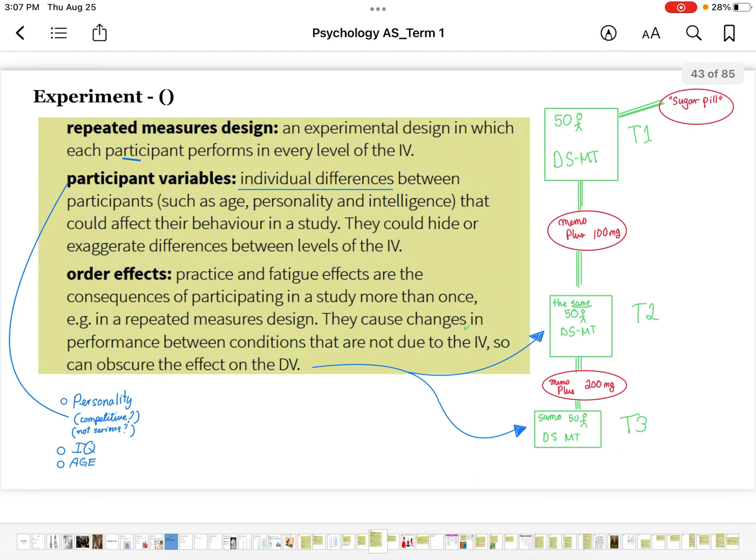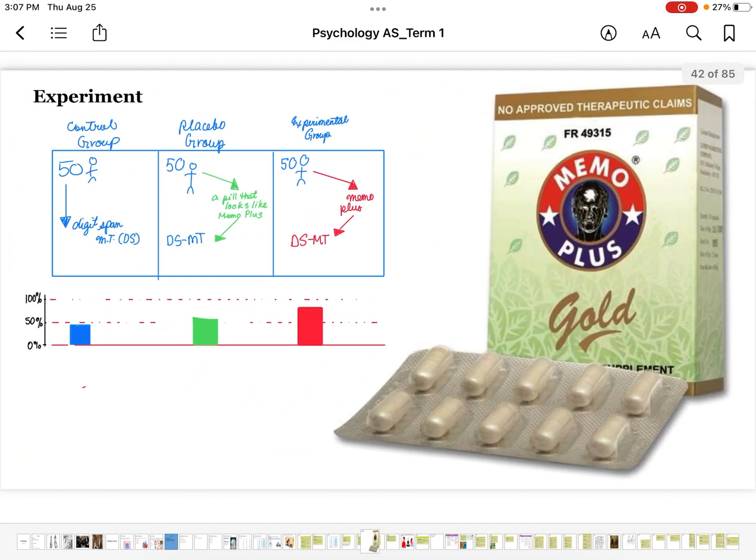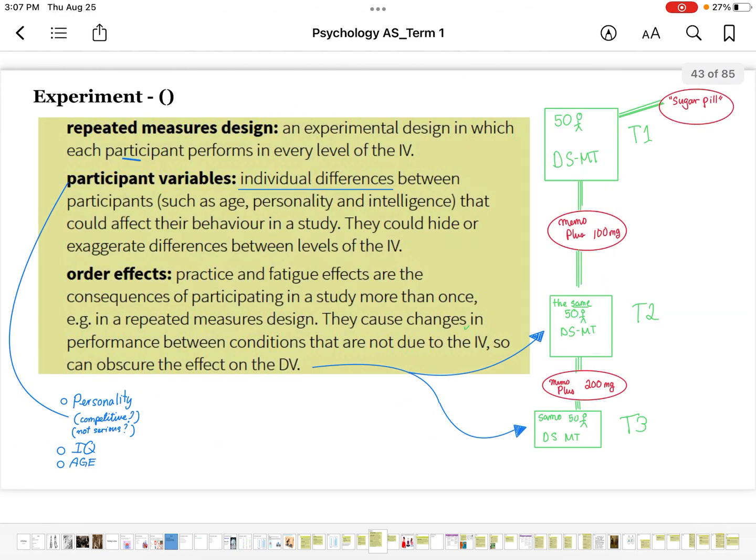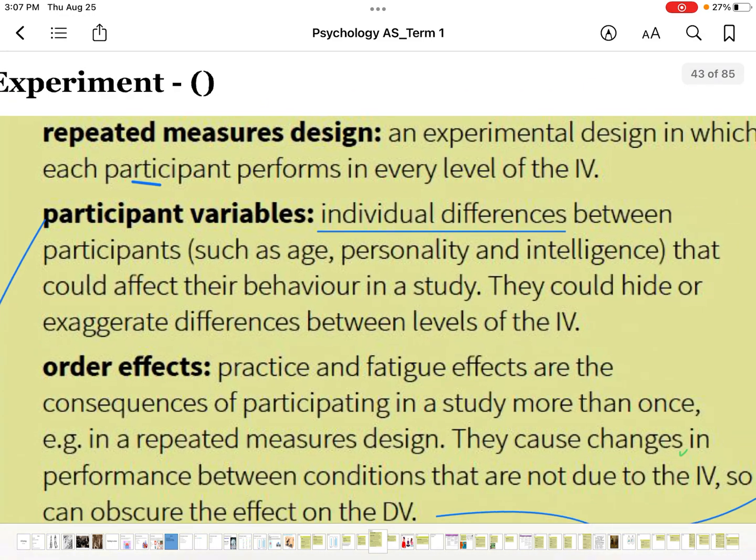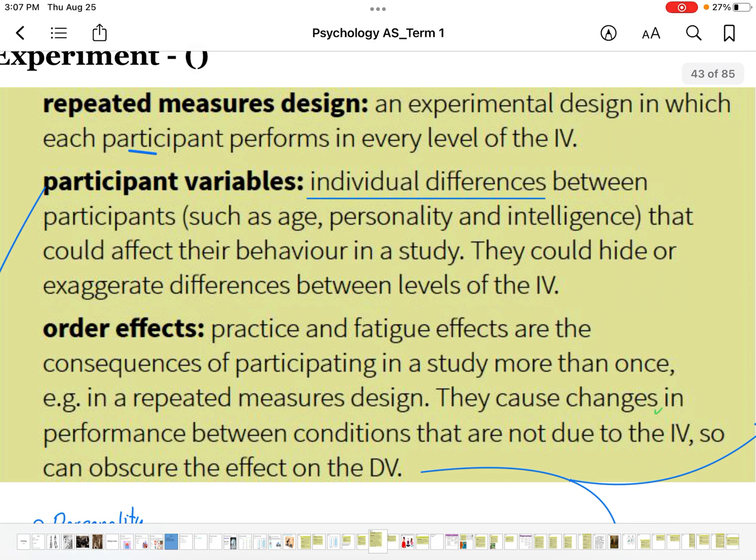Hello again. This is the same concept, same study. We are looking at the effects of Memo Plus, this drug over here, on your memory. But we are using a repeated measures design. Let's say, for a reason, that I don't have enough participants in my experiment. I only have 50, so I have to quote unquote recycle my participants. In other words, they're the experimental group, they're also the control group.